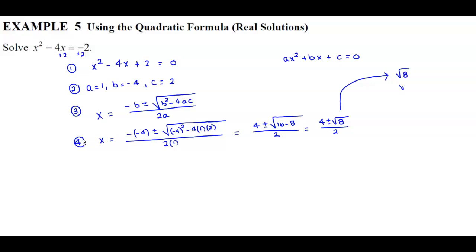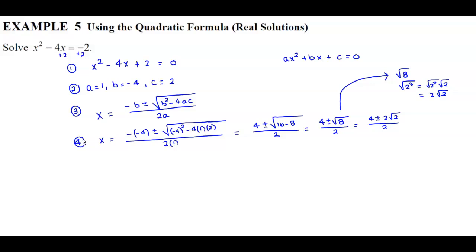And so recall that the square root of 8 is the same thing as 2 times 2 times 2, which is 2 cubed, which is the same thing as factoring out 2 squared times the square root of 2. And so therefore that would be 2 times the square root of 2. So that's going to equal 4 plus or minus 2 times the square root of 2, over 2.